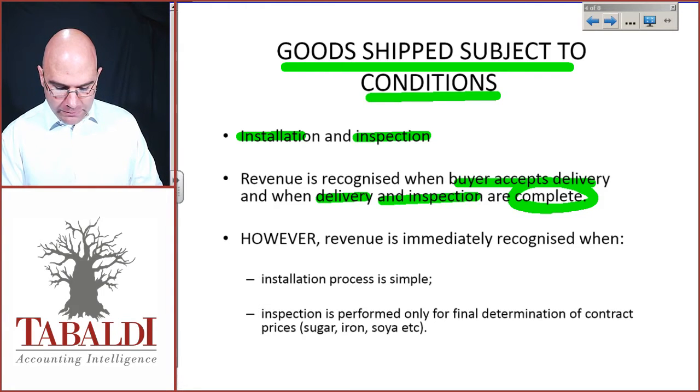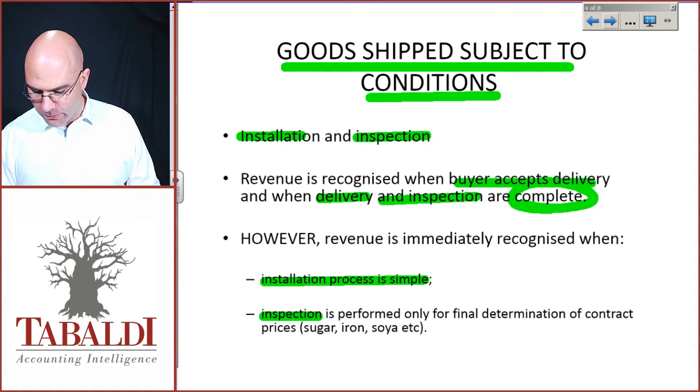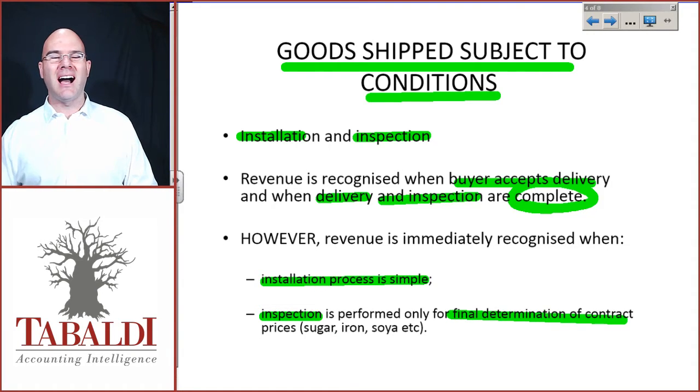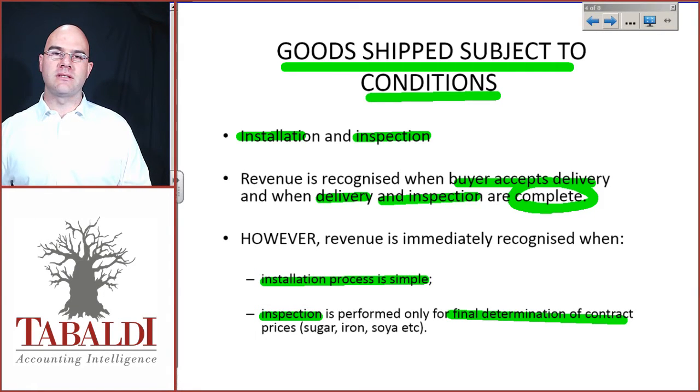upon delivery, if the installation process is simple, okay, or in the case of commodities, if the inspection is performed only for final determination of a contract price, i.e. you've delivered sugar, iron ore, gold ore, etc., and the final inspection is only there to certify the quantity and the grade for price determination. Then you can recognize revenue earlier, not when the inspection and or installation are complete. Okay, those are two very important ones. I'm going to deal with some class examples on this later on.